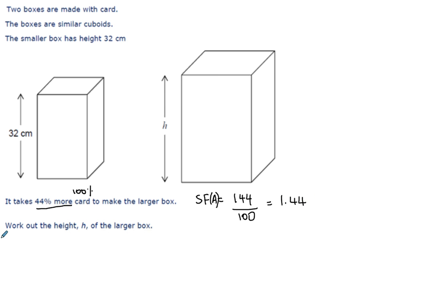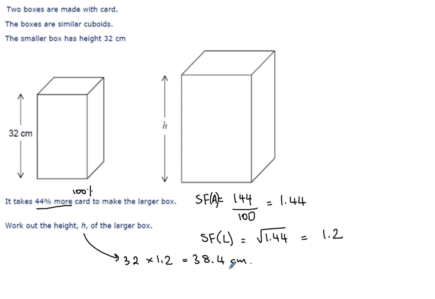And we have to work out the height of the larger box. So now when we go backwards, the scale factor of the length would be the square root of 1.44. And we know the square root of 144 is 12, so it'll be 1.2. So for the height of the larger box, we're going from smaller to bigger, so it'll be 32 times 1.2, which will be 38.4 centimeters. All right, good. Okay, next.